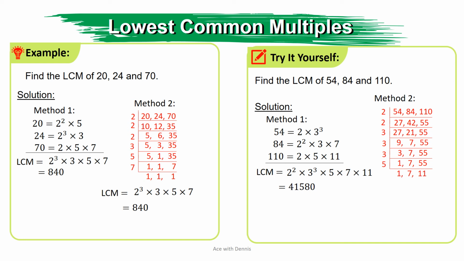Next, we divide by 5. So we get 1, 7, 11. And now we divide by 7. We get 1, 1, and 11. And finally, we divide by 11. The three numbers become 1, 1, and 1. Therefore, the LCM is 2 squared times 3 cubed times 5 times 7 times 11, which gives us 41,580.